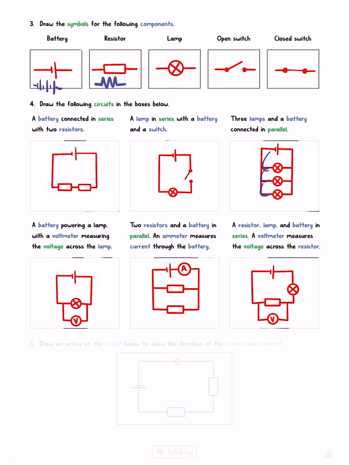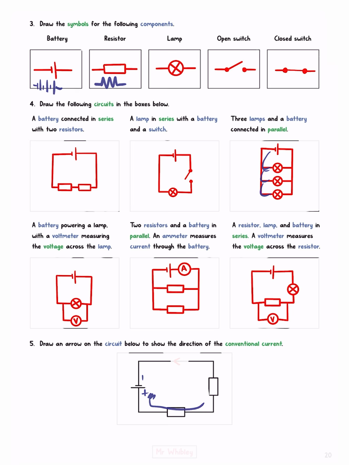Question 5. Draw an arrow on the circuit below to show the direction of the conventional current. Here we have our circuit, and we have our positive plate on this side, which is always the longest side, and the negative plate on this side. We know that the conventional current is the direction of positive charge flow. Our positive charges are starting at this terminal here, and they are moving to the negative terminal. So this is the direction of our conventional current.